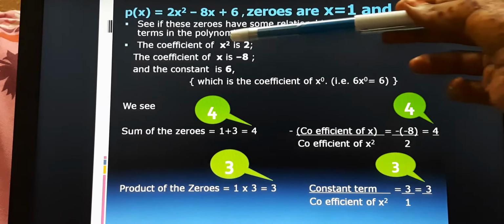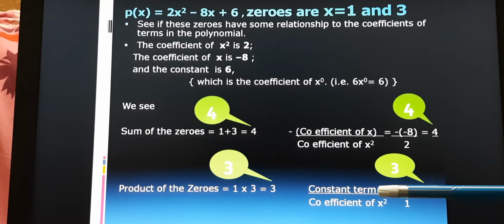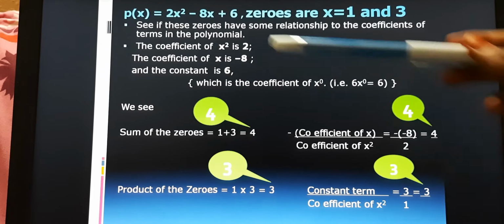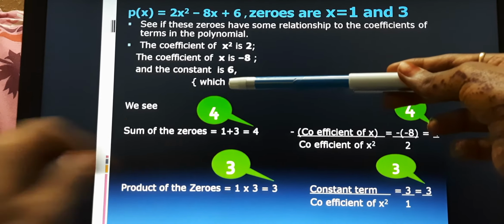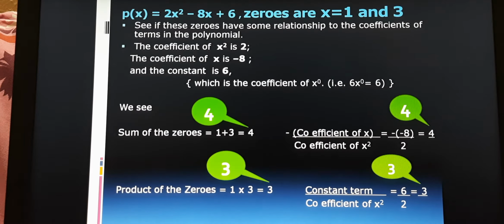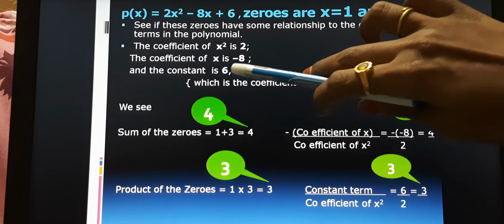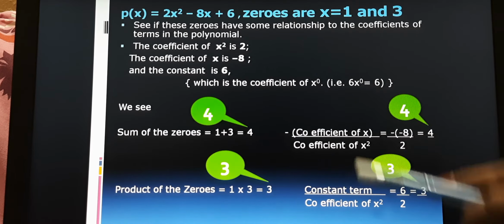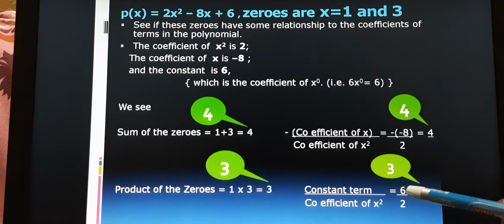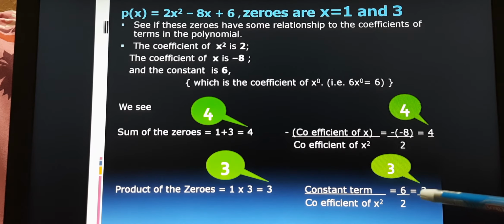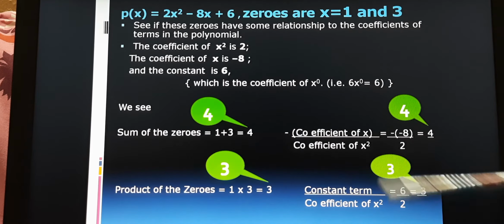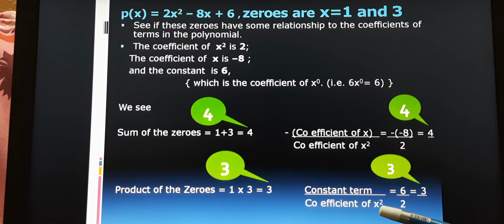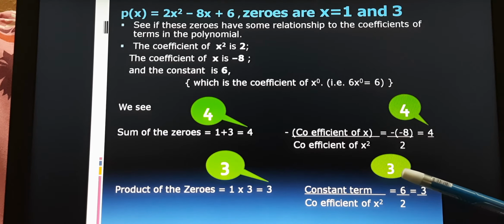We'll come to the coefficients here. We'll take the constant term divided by the coefficient of x square. What is the constant term here? 6. This 6 by the coefficient of x square, which is 2. 6 by 2: 2 ones are 2, 2 threes are 6. So if you observe, the product of zeros is 3 and the constant term divided by the coefficient of x square is also 3.